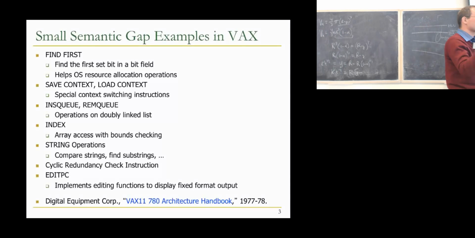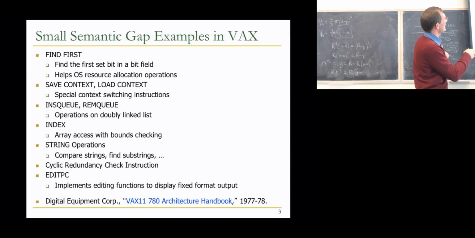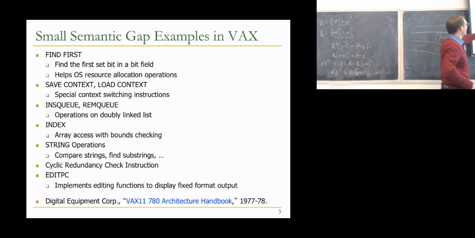This could be processes. This could be threads, for example. It could be thread contexts, right? Save context, load context, special context switching instructions that do a lot of the work for context switching. You can imagine a lot of instructions are saved if you use these instructions. We talked about operations on doubly linked list. We talked about the index instruction that motivated reduced instruction set computers, right? You can index an array with bounds checking in a multidimensional array.